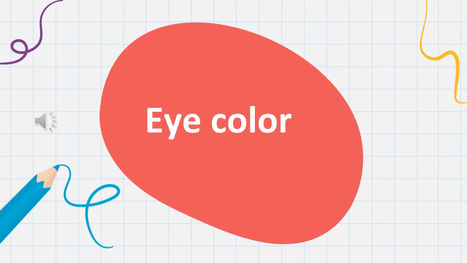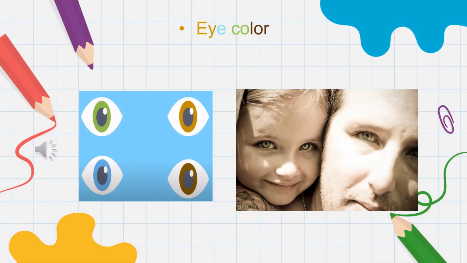Now let's start with eye color. Look at the mirror and tell me, are your eyes brown, blue, or green? If your eyes are brown, then one of your parents must have brown eyes. If your eyes are blue, then one of your parents must have blue eyes. If your eyes are green, then one of your parents must have green eyes.